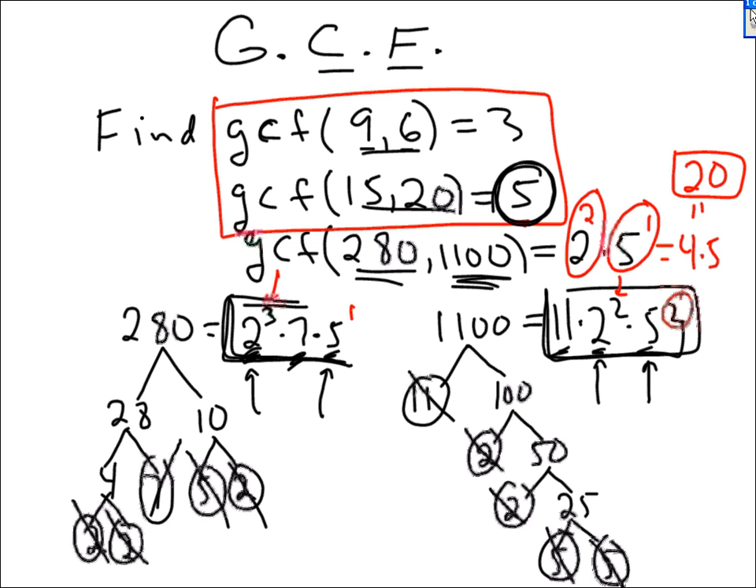The GCF of 280 and 1100 equals 20. It's a lot easier than writing down and deciding which are the factors of 280.